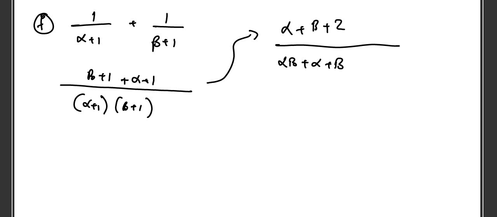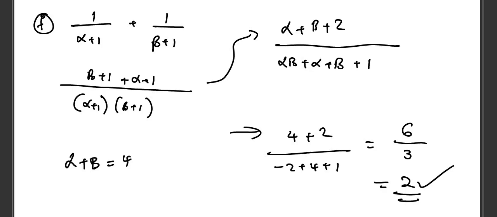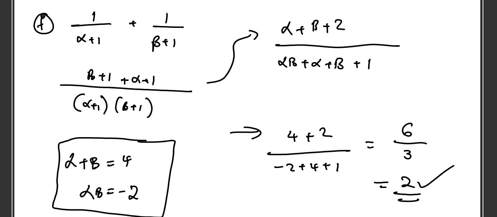So you have alpha times beta, then you have alpha, then you have beta, then you have a 1. So this will just give us a 4 plus 2, a negative 2 plus 4, then plus 1. This will be a 6. Then this here will be 5 minus 2, which is just going to be a 3. So this will just give us a 2. So this is what you should be getting, because alpha plus beta was just a 4, and then alpha times beta was negative 2. So because of these, now we're getting these substitutions here.